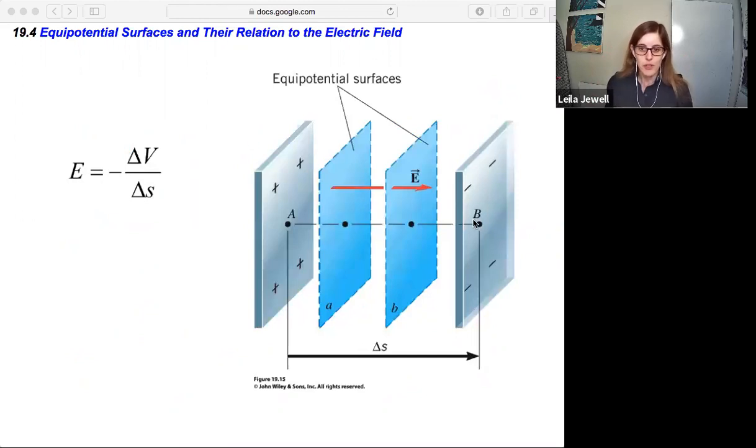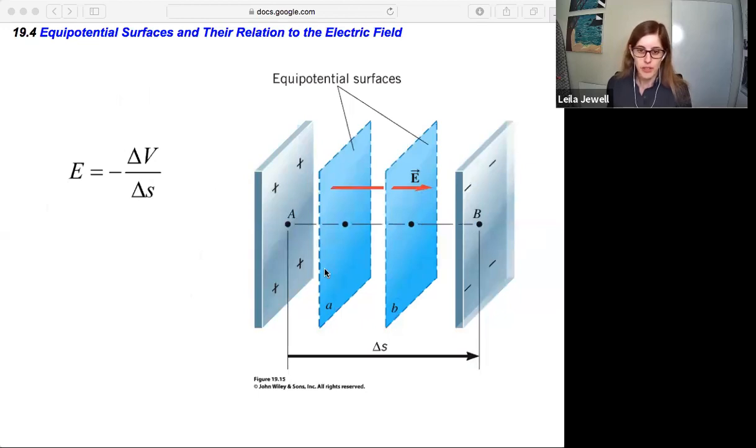Well, if you have two plates with opposite charge, one of them positive, one of them negative, then the equipotential surfaces are anywhere where you're at an equal distance from one of the plates. So the equipotential surfaces are parallel to the plates themselves, and the electric field, just as we've previously seen, points from the positive plate, the higher potential, to the negative plate, the lower potential, which is a perpendicular intersection of the equipotential surfaces.